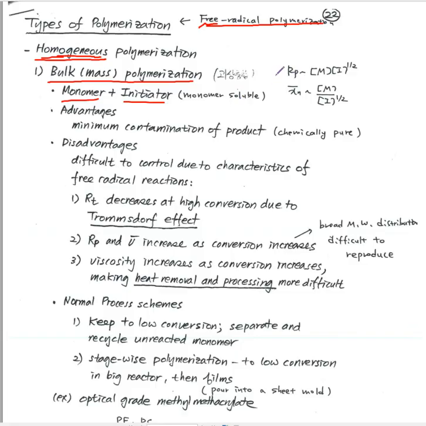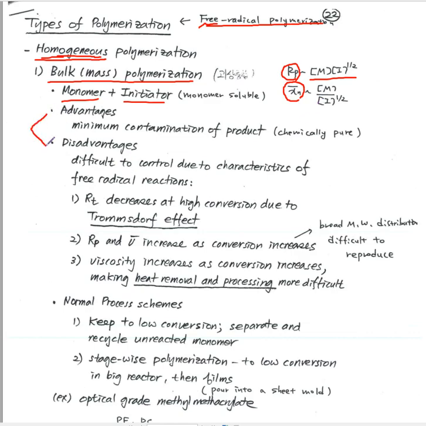And as you recall from free radical polymerization kinetics, the propagation rate, the polymerization rate, is proportional to the monomer concentration and the root of the initiator concentration, and the number average degree of polymerization is proportional to the monomer concentration and inversely proportional to the root of the initiator concentration. So by changing the monomer or initiator concentration, you can modulate the polymerization rate and also the molecular weight of the resulting polymers.